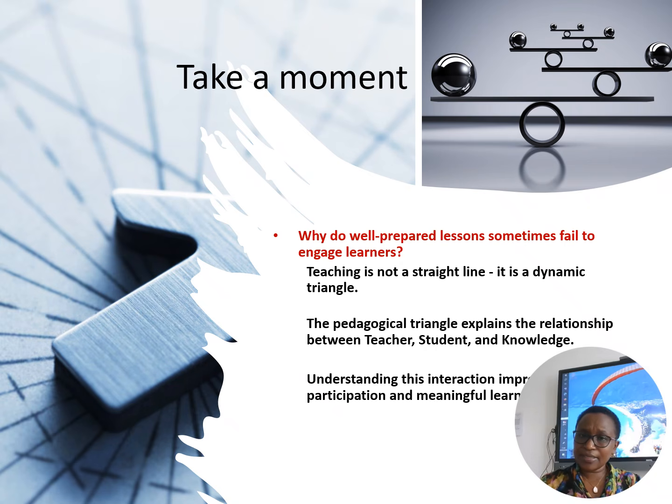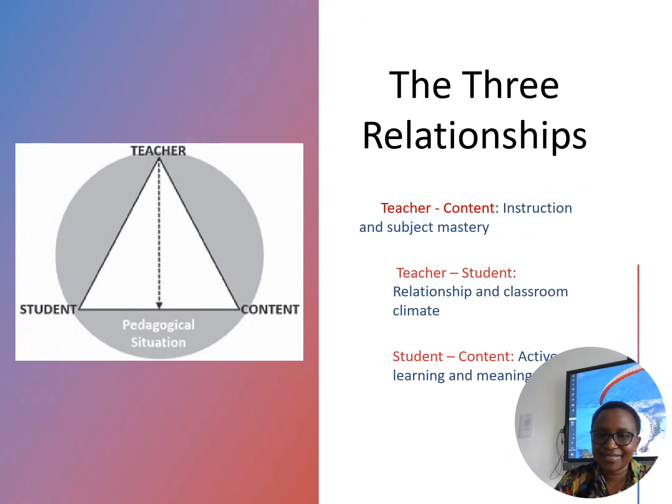And looking at my slide, you can see at the top there's a diagram clearly illustrating teaching and learning. It's a balanced interaction between the three elements. Now, let's break this down together. We have the first relationship: teacher-content, instruction and subject mastery.